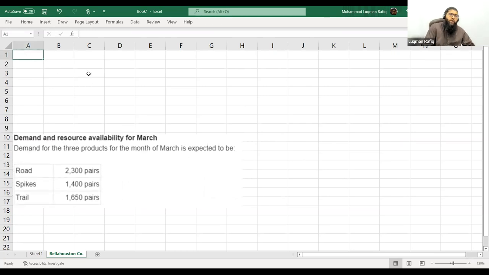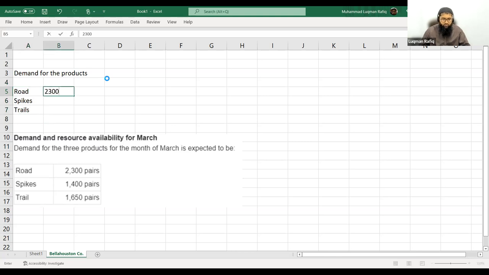How would we go about doing things? Let's have a bit of a discussion about it. First of all, what would happen is that you would say that demand for the products, what is it going to be? Number one, road, spikes, trails. $2,300.